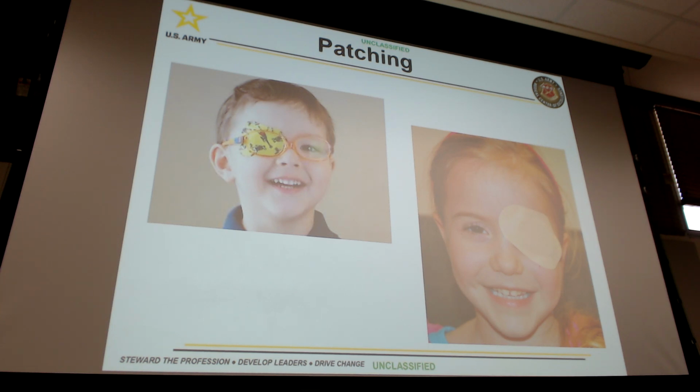We also have eye drops that we can use for patients like this. But really, it's educating the parents that this is very important, that your kid needs to wear this patch, or they're not going to have depth perception, and they're going to limit their career abilities greatly.